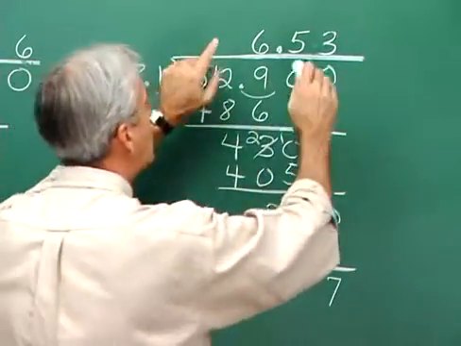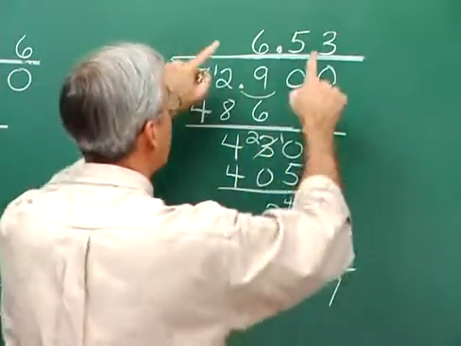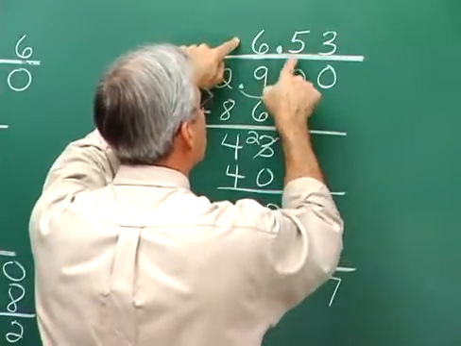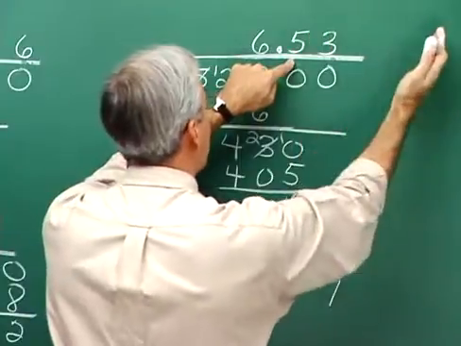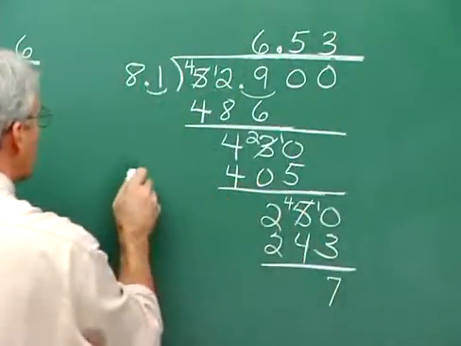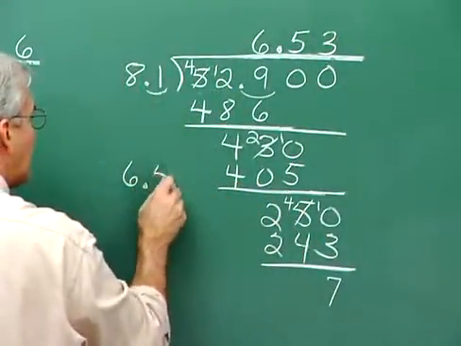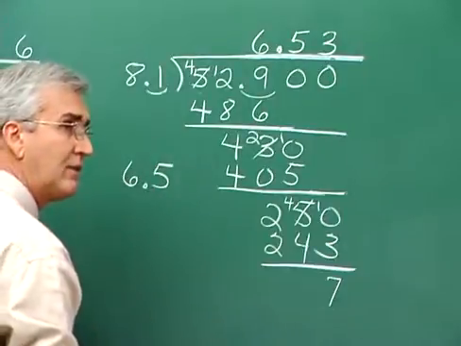And now, to round my answer to the nearest tenth, I look at the tenth digit, I look at the digit to the right of the tenth digit, it's smaller than 5, I just lop it off, so this is approximately 6.5. So my answer is 6.5 to the nearest tenth.